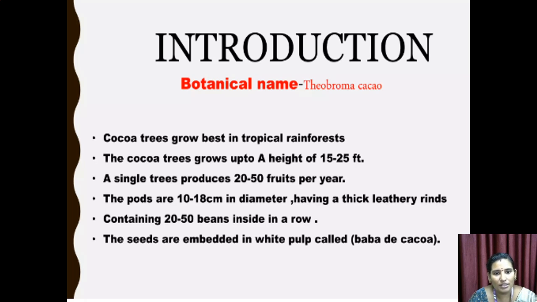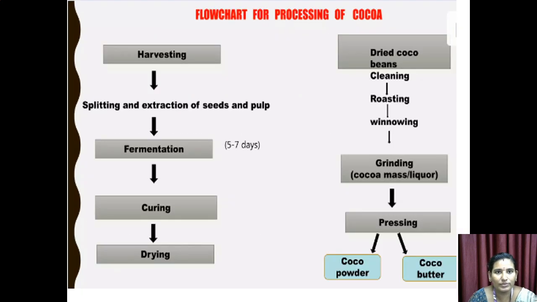The pods are 10 to 18 cm in diameter, having thick leathery rinds containing 20 to 50 beans inside in a row. The seeds are embedded in white pulp called cocoa. The flow chart of the processing of cocoa is shown here.